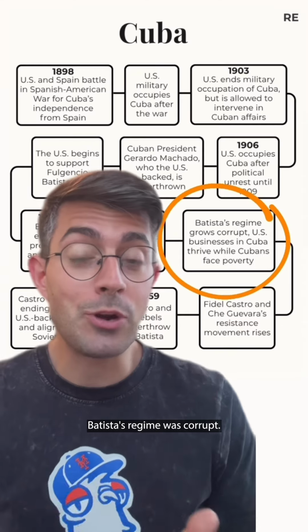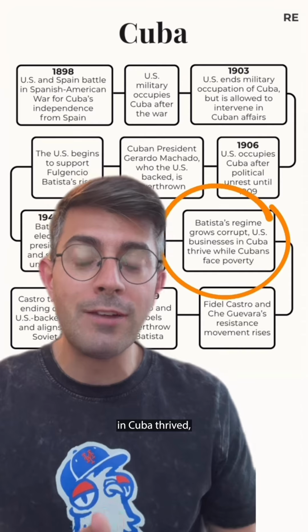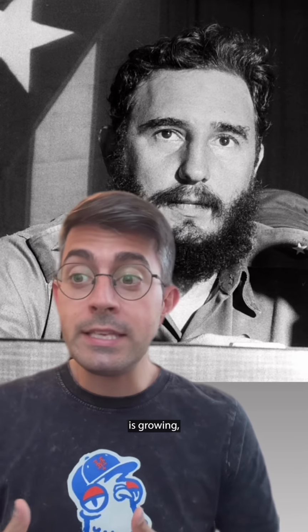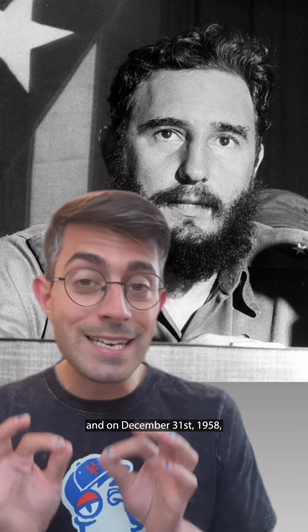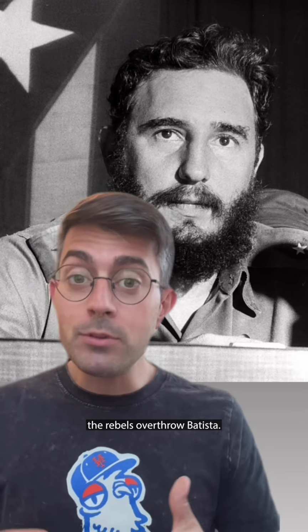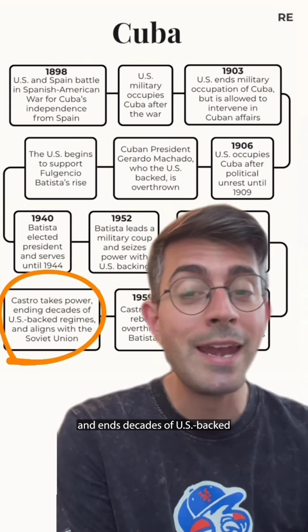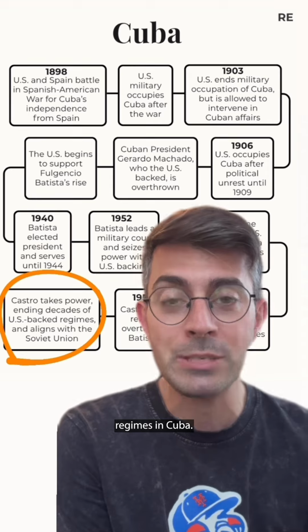Batista's regime was corrupt. U.S. businesses in Cuba thrived while Cubans faced poverty and oppression. At the same time, Fidel Castro and Che Guevara's resistance movement is growing, and on December 31st, 1958, the rebels overthrow Batista. And that brings us to here. Castro takes control and ends decades of US-backed regimes in Cuba.